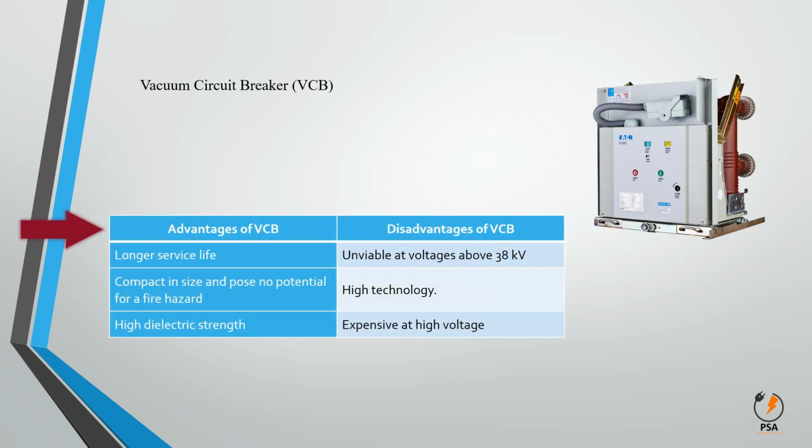It has a longer service life than other types of circuit breakers. They are compact in size and pose no potential for a fire hazard. The vacuum has high dielectric strength and does not produce gas after the operation. The drawback of VCB is that it is unviable at voltages above 38 kV. Generating a vacuum requires high technology. At high voltage, the circuit breaker becomes costly.